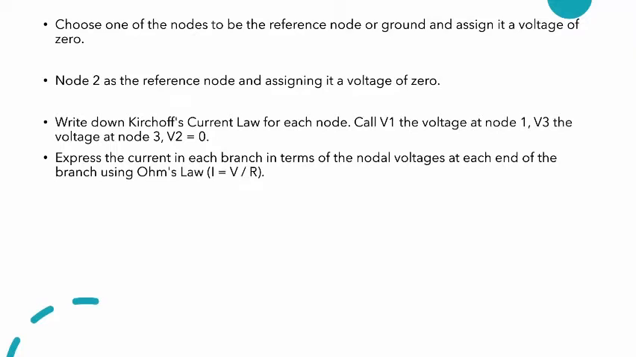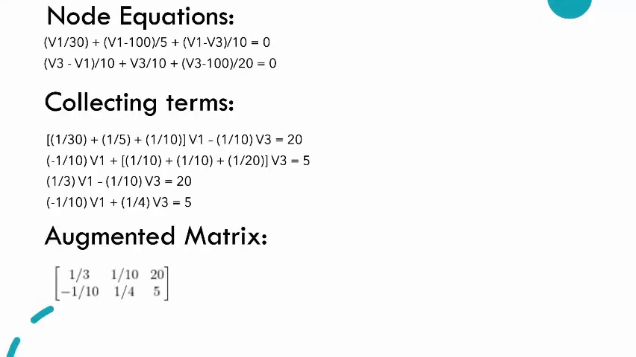Call V1 the voltage at node 1, V3 the voltage at node 3, and V2 the voltage at node 2, which we assigned as 0. Express the current in each branch in terms of the nodal voltages at each end of the branch using Ohm's law: I equals V over R. Node equations. This is the first node equation, and then we transform it by collecting terms, which we can simplify into an augmented matrix, which is 1 over 3, negative 1 over 10, 20 for row 1. Row 2 is negative 1 over 10, 1 over 4, and 5.